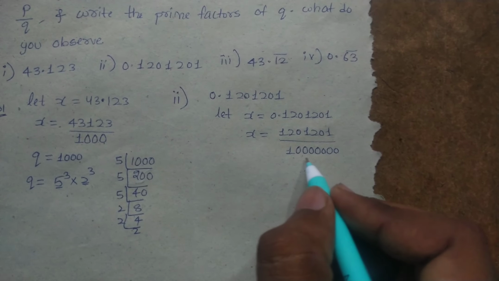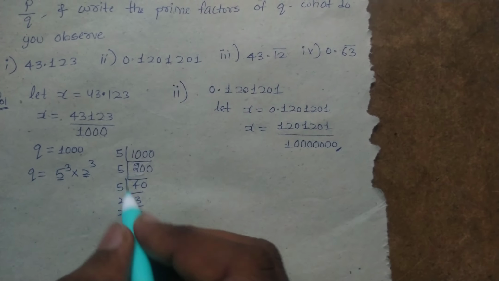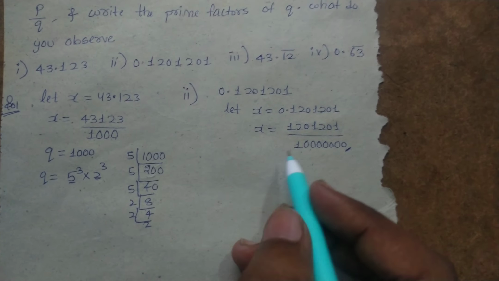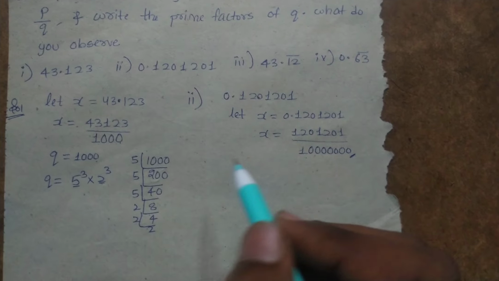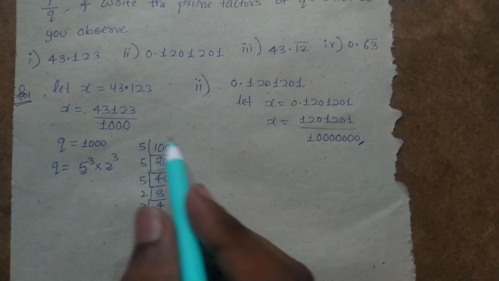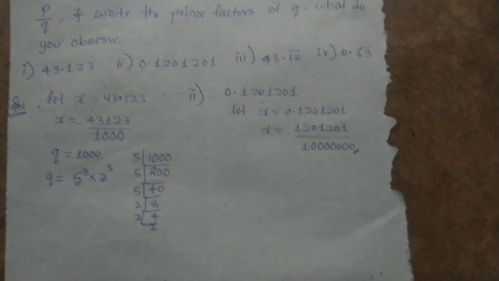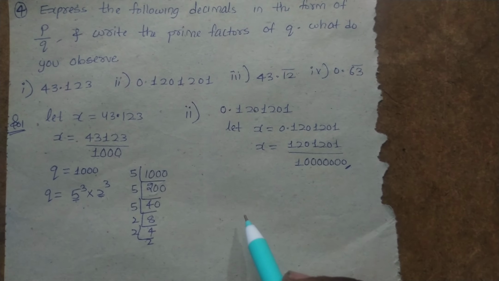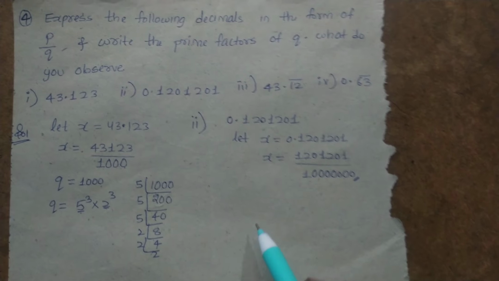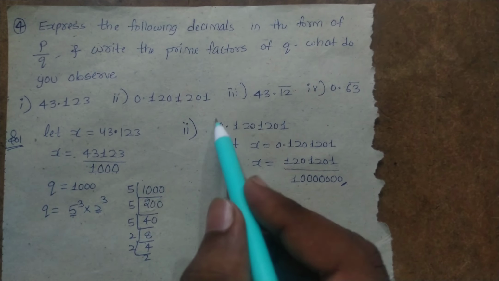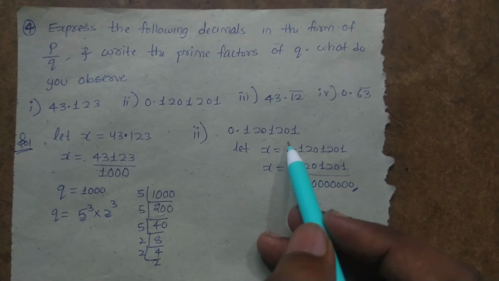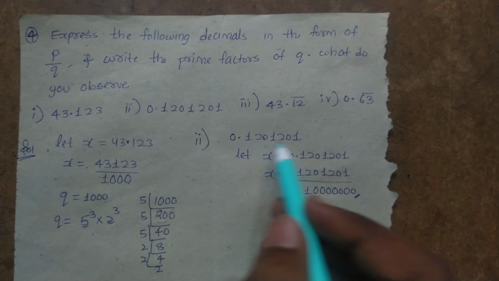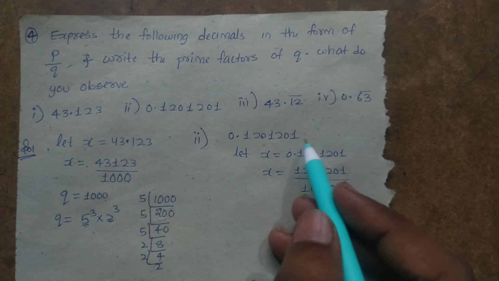If you just do the LCM for this, you will get something like 5 power something into 2 power something. So again, here the q value is this one, and you will write 5 power something into 2 power something. Follow the same process so that you get the q value. But in your textbooks, they have given the answer to this question as: it is not a terminating decimal, it cannot be written in the form of a rational number.